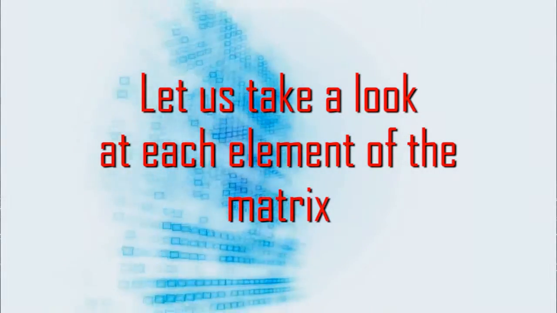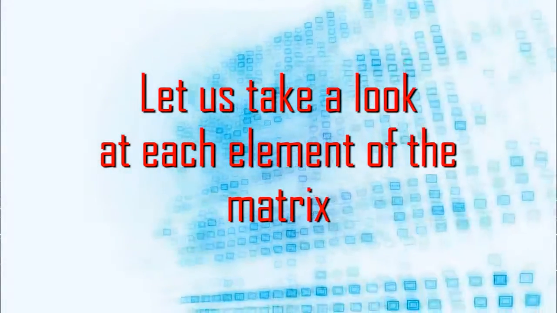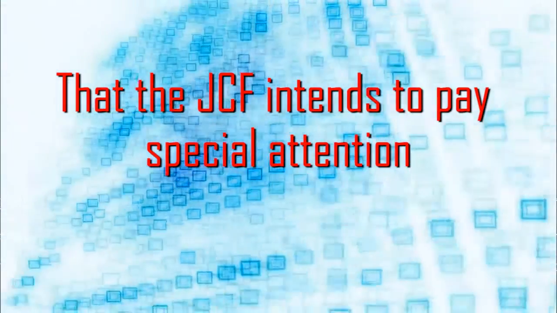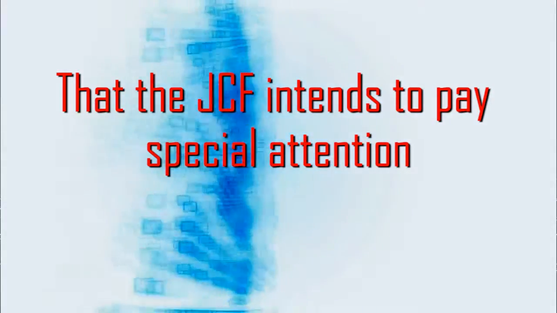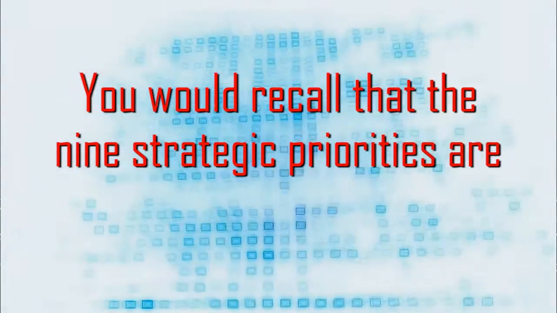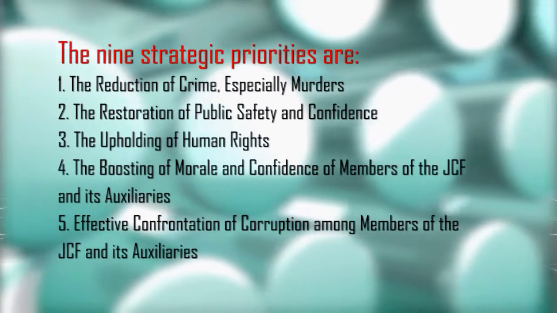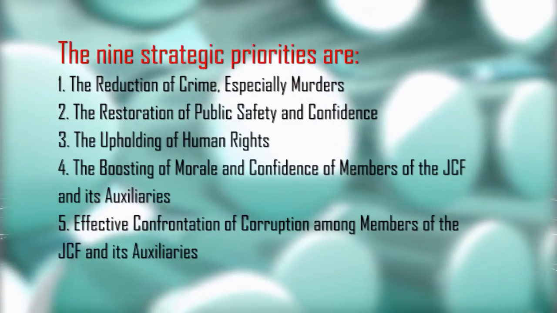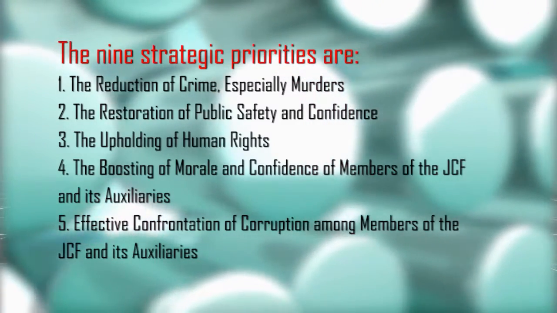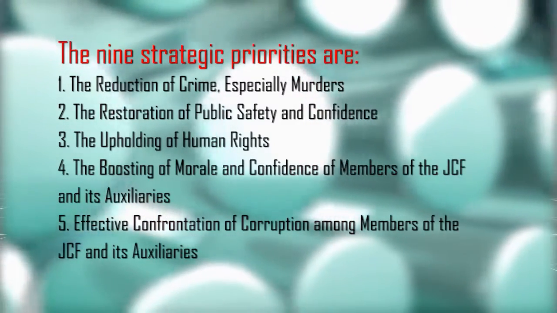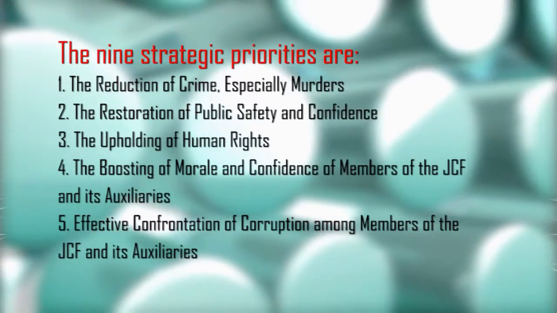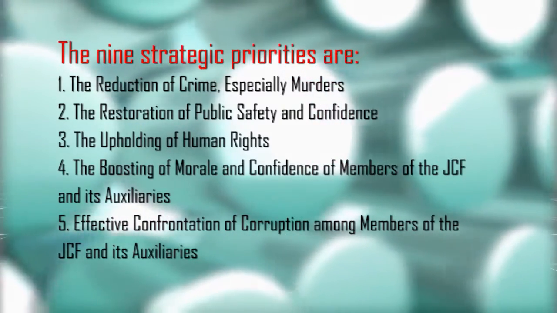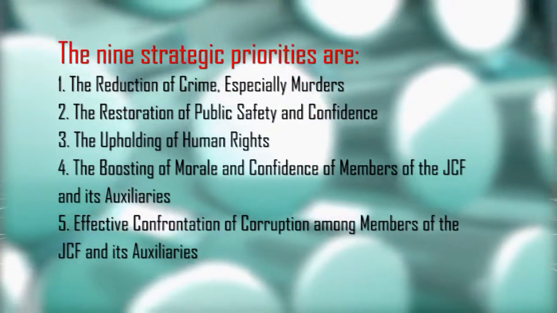Now let us take a look at each element of the matrix in more detail. The strategic priorities are major areas of focus that the JCF intends to pay special attention to. You would recall that the 9 strategic priorities are 1. The reduction of crime, especially murders. 2. The restoration of public safety and confidence. 3. The upholding of human rights. 4. The boosting of morale and confidence of members of the JCF and its auxiliaries. 5. The effective confrontation of corruption among members of the JCF and its auxiliaries.